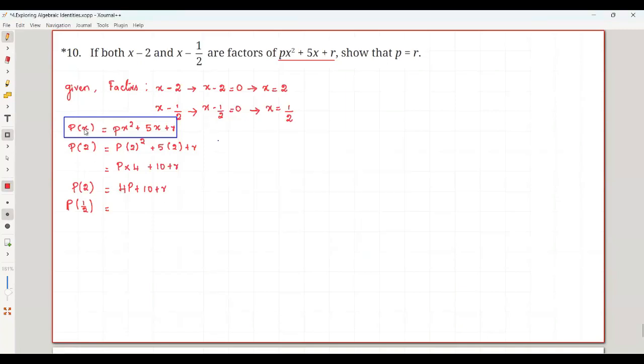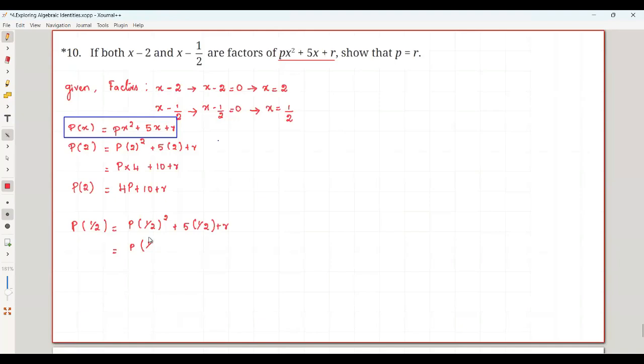Next we are going to find out P of 1 by 2. Wherever x is there, just replace with 1 by 2. So P of 1 by 2 is equal to P times (1 by 2) the whole square plus 5 into 1 by 2 plus r. Now I can just simplify it.